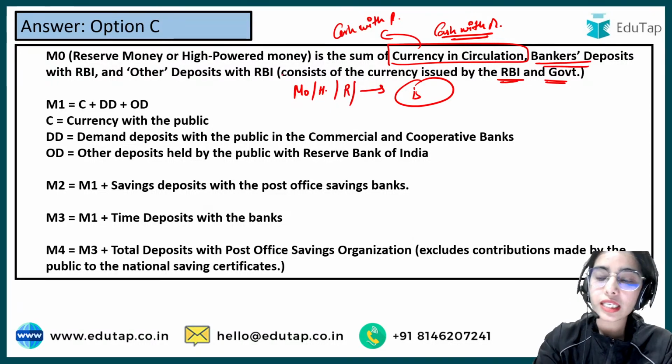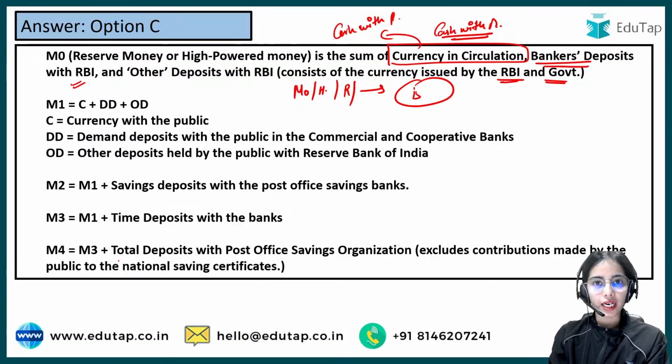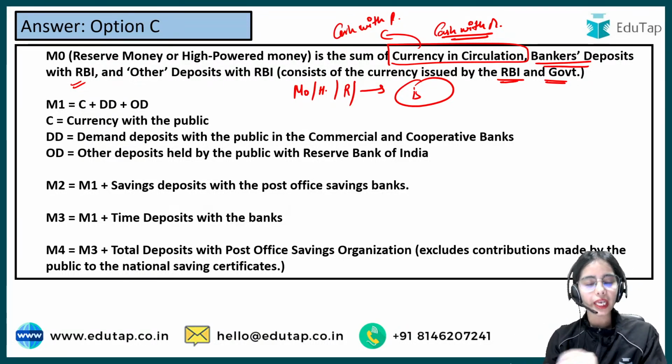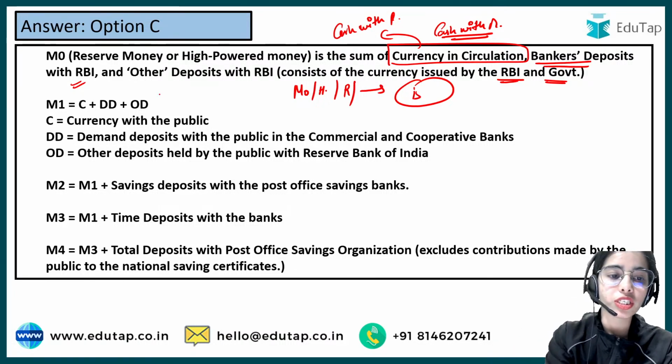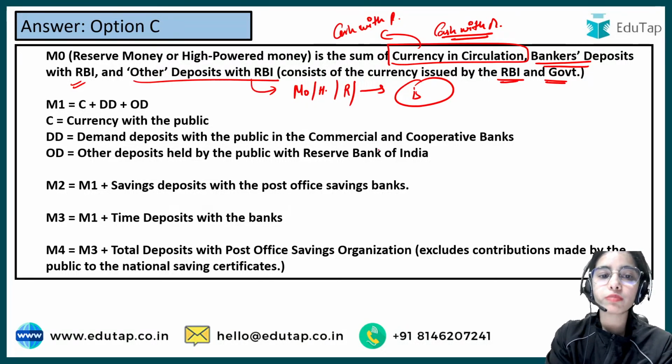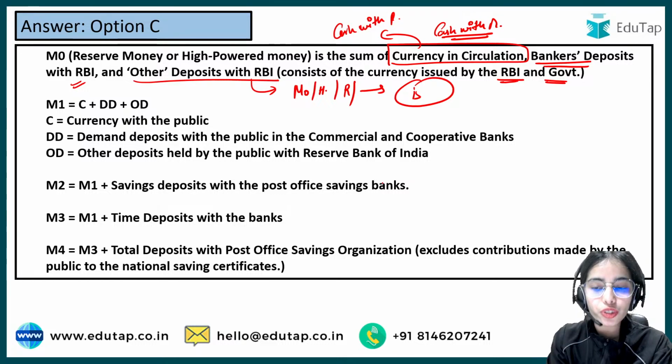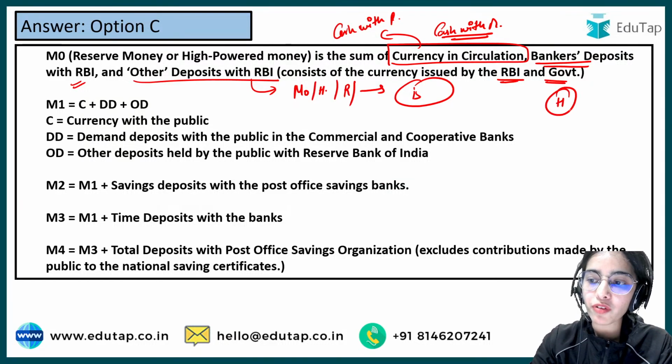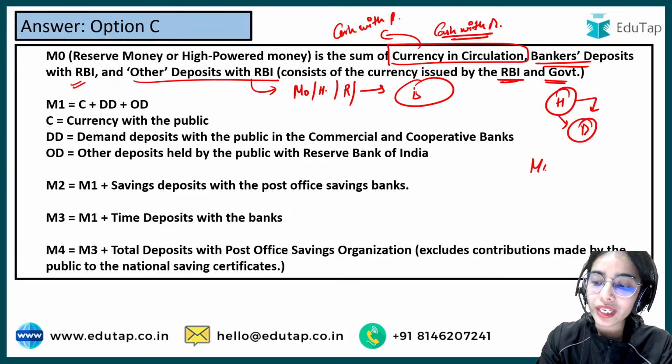Then bankers' deposits with RBI, that means the CRR, the cash reserve ratio that the banks have to keep with the RBI, as well as the other money that the banks are keeping with the RBI. So that is bankers' deposits with RBI and the other deposits with the RBI. All this forms the high powered money, that is the currency issued by the RBI and the government. The banks use this high powered money to create the money supply.